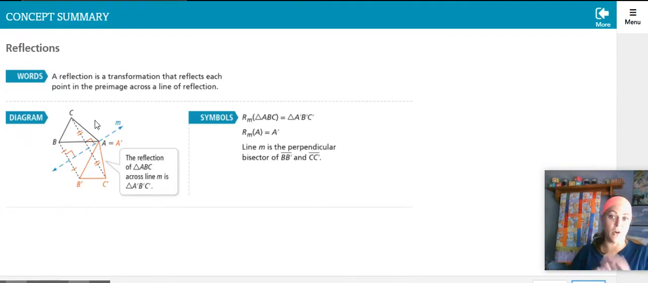Reflection. Here's an overview of the whole lesson. This is what you need to get out of it. A reflection uses a line of reflection, or a line of symmetry, and reflects over that, as a mirror image. You have to have an equal distance from the line of reflection to each of the corresponding points. So they're going to be equidistant on both sides of the line of reflection, and it's going to be perpendicular. Here's some notation. Reflection across line M of triangle ABC is triangle A prime B prime C prime. The reflection of point A is actually A prime. It didn't move because it's on the line of reflection. And then there are the perpendicular bisectors that I just talked about.